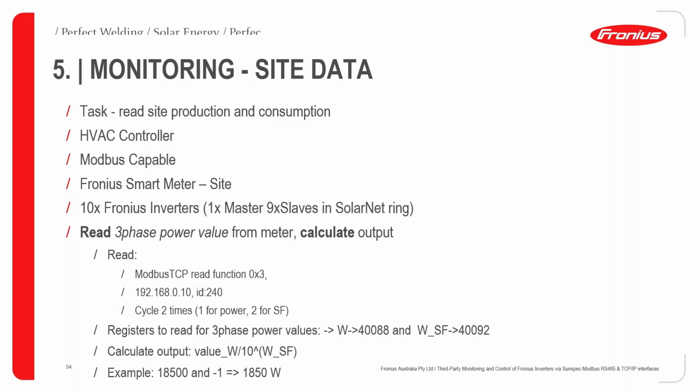We have one Fronius smart meter on the side. We have 10 inverters, one master. So this means one data magic card. So one master and 9 slaves. We want to read the 3-phase value from the meter and calculate the output.